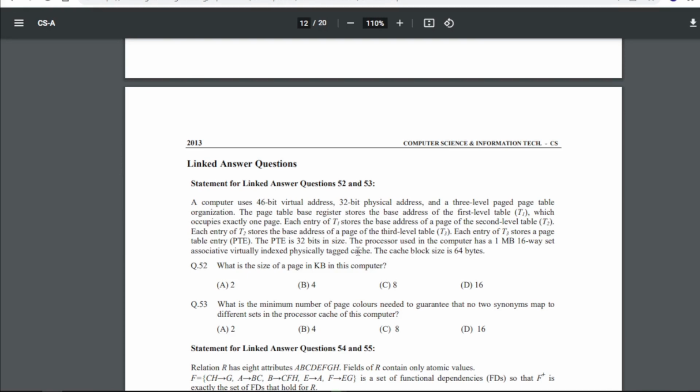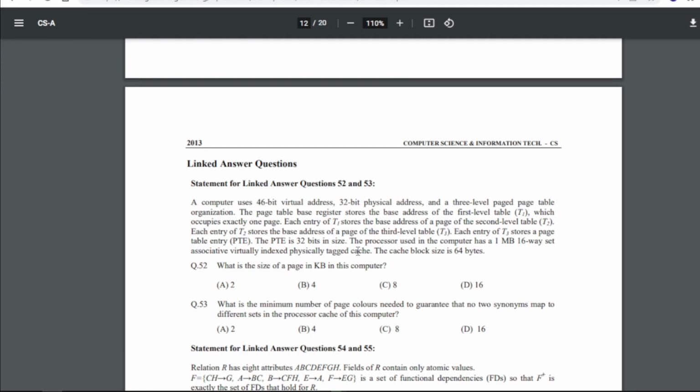Now the next question is: a computer uses a 46-bit virtual address, 32-bit physical address and a 3-level page table organization. The page table base register stores the base address of the first level table T1, which occupies exactly one page. Each entry of T1 stores the base address of a page of the second level table T2. Each entry of T2 stores the base address of a page of the third level table T3. Each entry of T3 stores a page table entry, PTE.